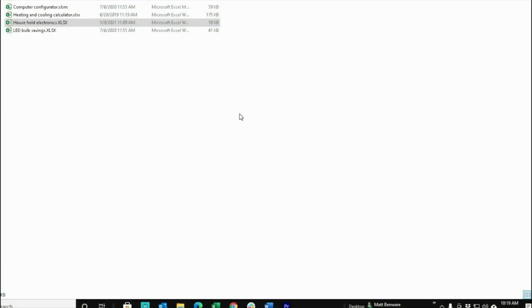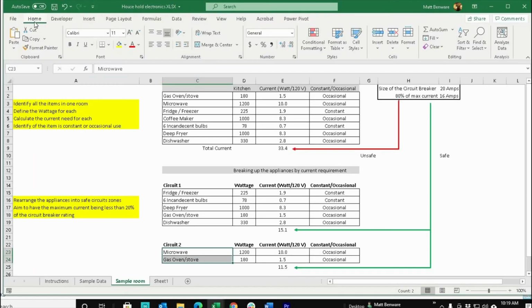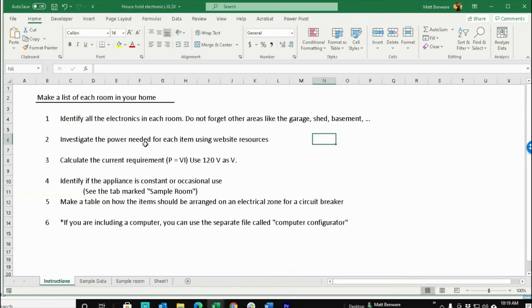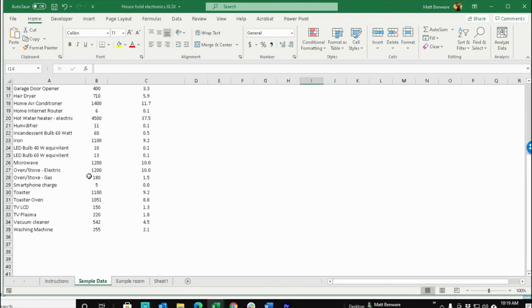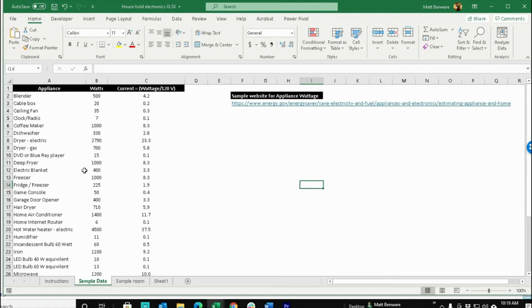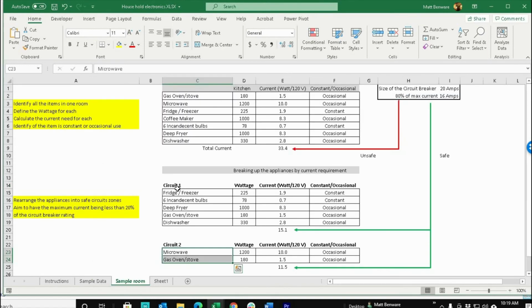There are also digital assets that come with the thermostat. One of them is called household electronics. From this, students are going to identify all the electronics in a room and investigate the power that they each use. There is sample data, and they can also go online to find this. After they identify every electronic in a room, how much power and how much current they use, they're going to divide that up into zones.